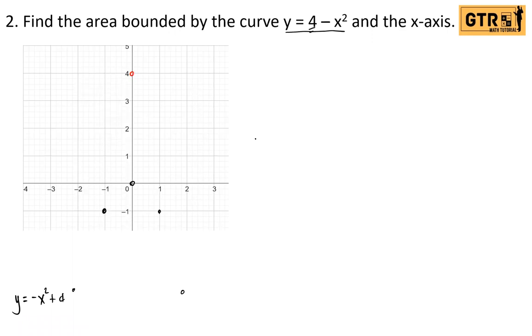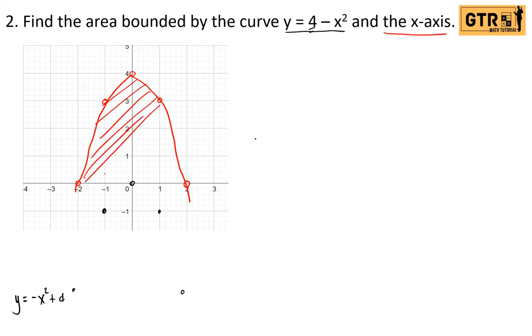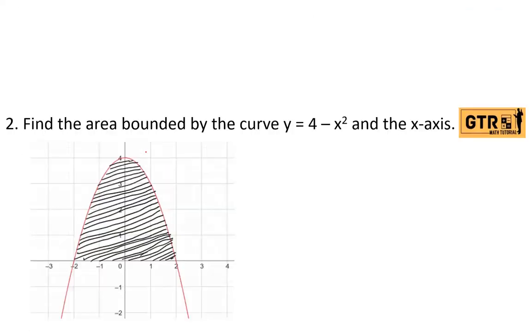So we have (0, 4), this point, and then we have (2, 0) and (negative 2, 0), so this point and this point. So the approximate graph of the function is this one. And we want to find the area bounded by the curve and the x-axis. So this is the graph that we want to find the area of. Okay, so we want to find the area of this region.